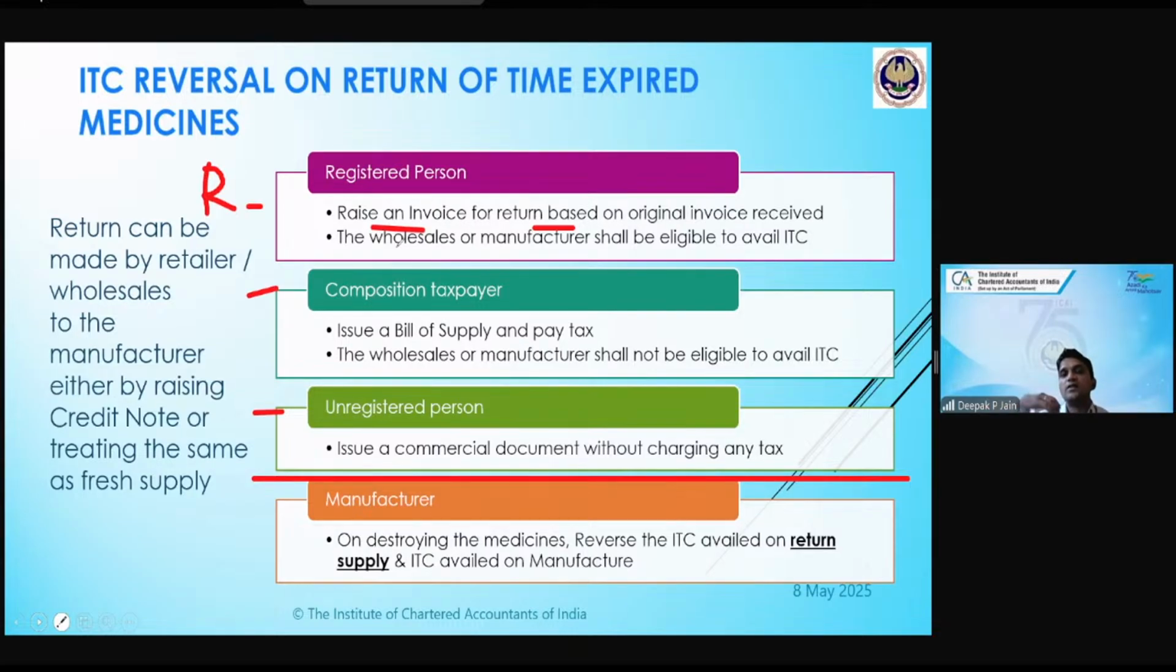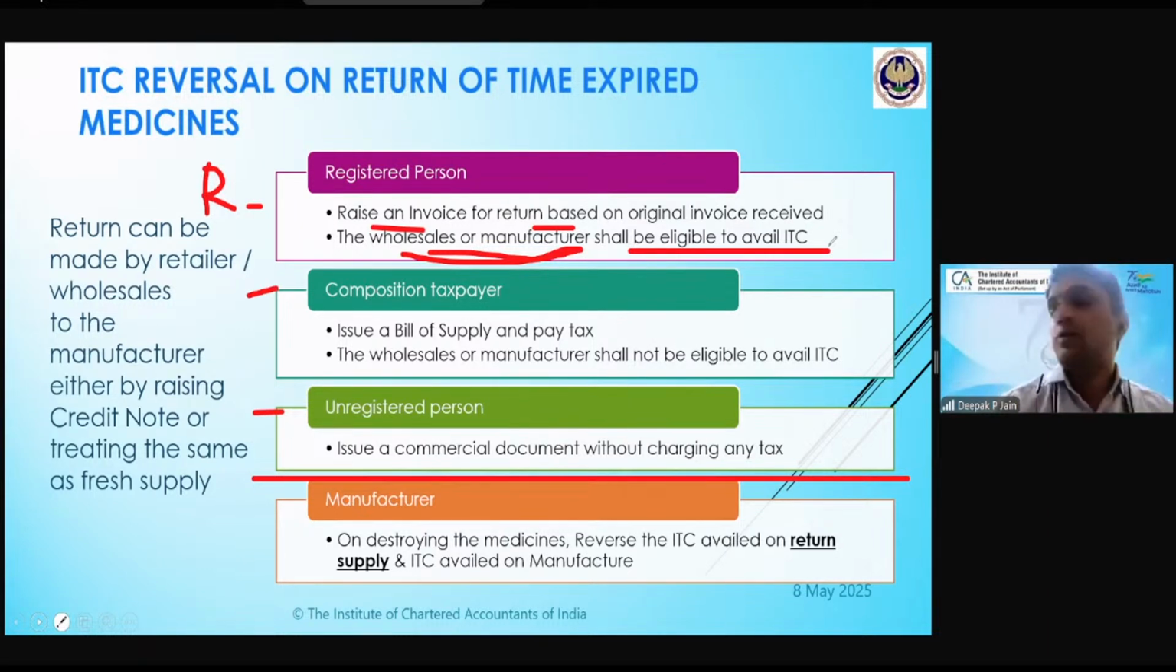Once he gives this invoice to the wholesaler or manufacturer, for them it is like normal buying of the goods, right? So they can claim the credit. He will not give it to the manufacturer directly because there are middlemen in between. There are wholesalers and manufacturers. So these wholesalers or manufacturers shall be eligible to avail the ITC because for them it is like a normal purchase.